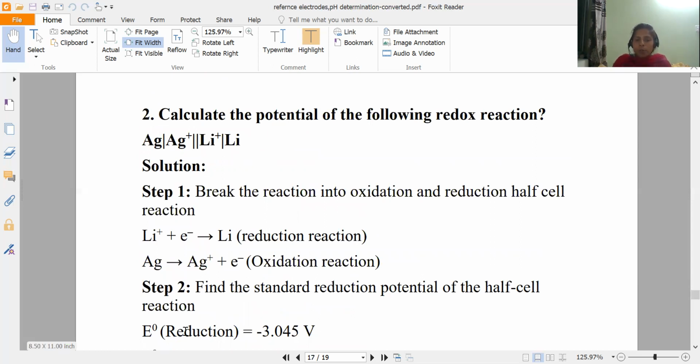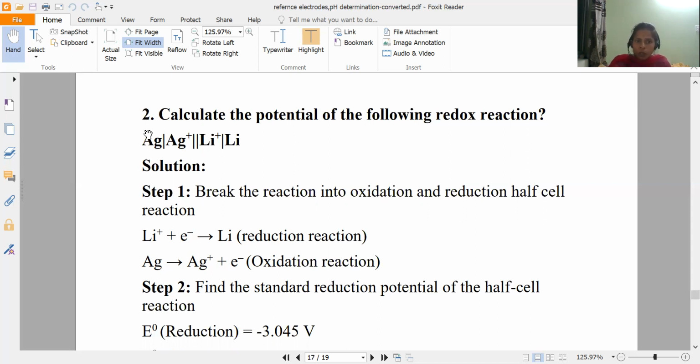And now another numerical. Calculate the potential of the following redox reaction. So we are going to find out the cell potential here. They have given directly, see here, Ag converts to Ag+, Li+ converts to Li. How does Ag convert to Ag+? By losing one electron. How does Li+ convert to Li? By gaining one electron. But we know addition of electrons is reduction, loss of electrons is oxidation. That means one is the cathode, the other is the anode.